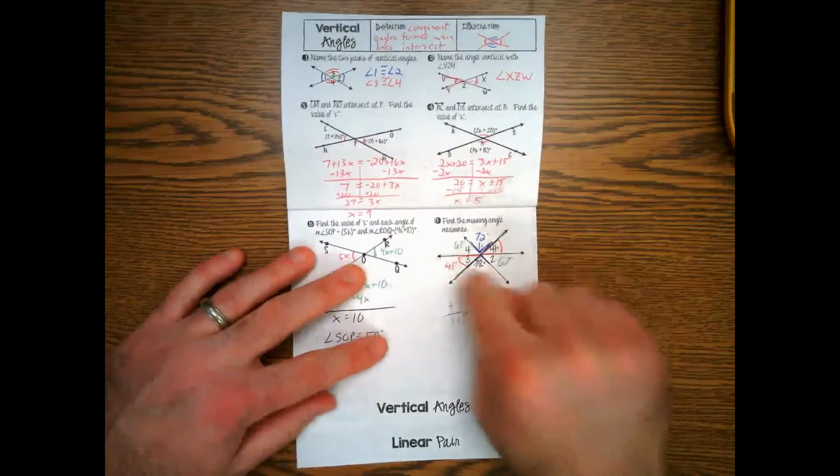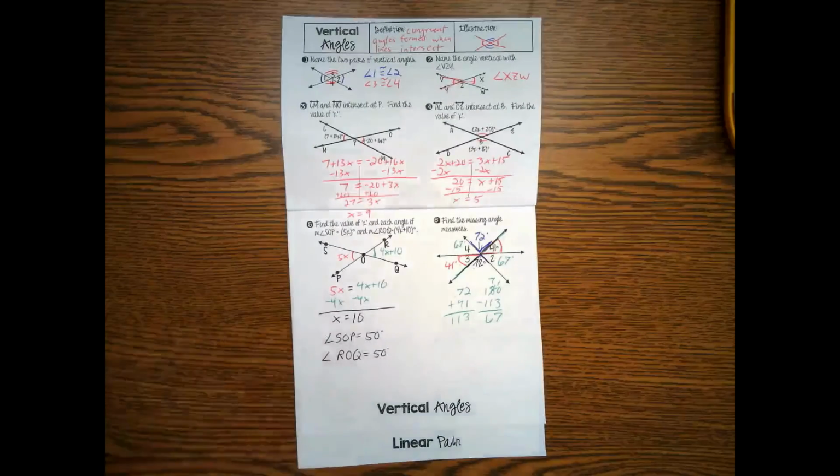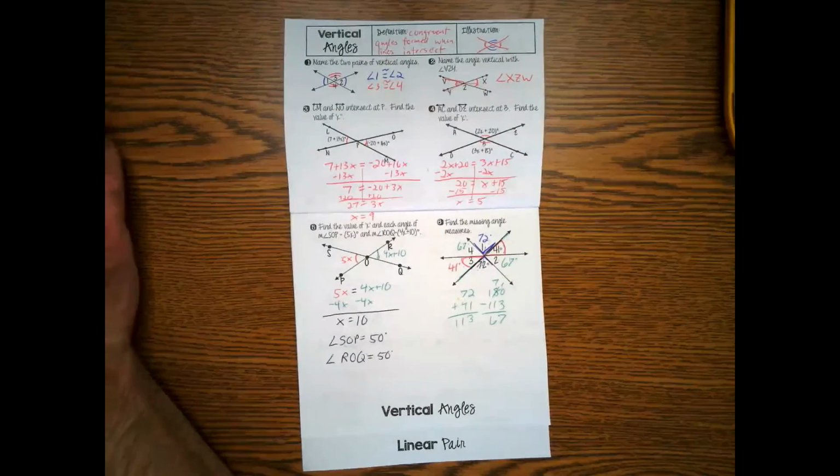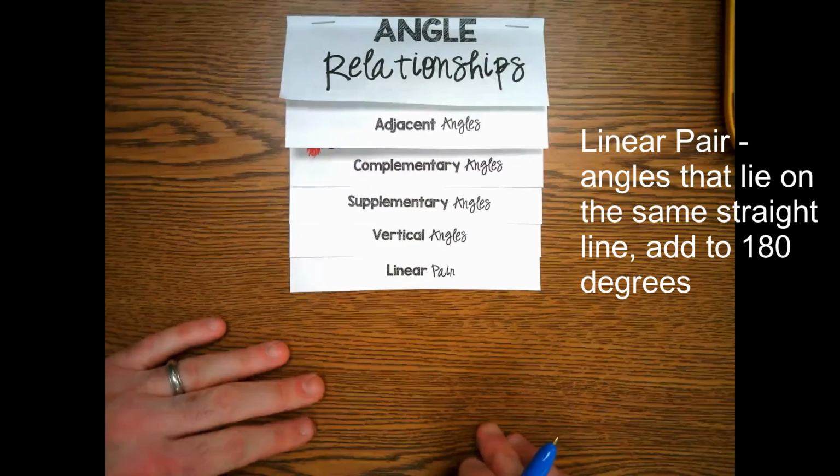Okay, now you could double check again. You could go all the way around. They should add up to 360. Or just along the straight line, 180. All right, last one, linear pair.